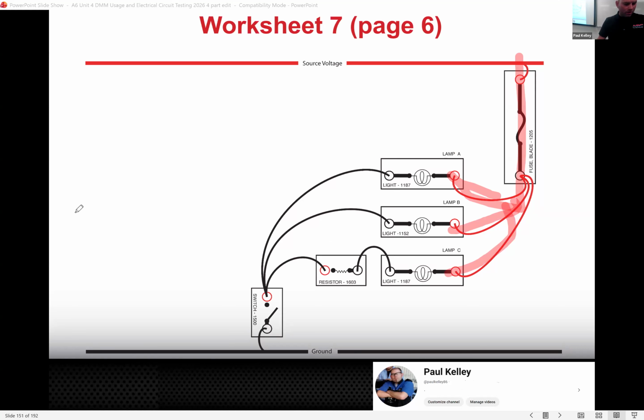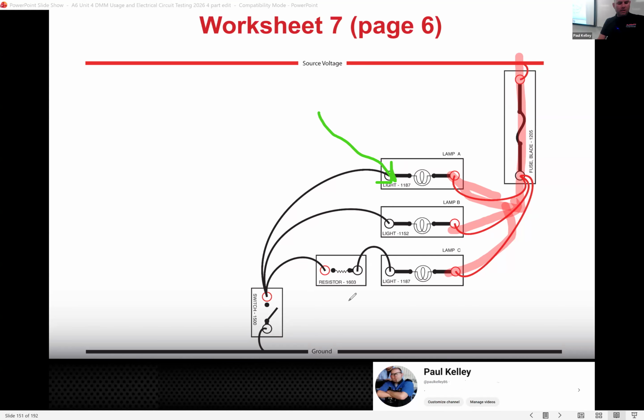Then we should look on the ground side. Ground goes to the switch. In fact, I'm going to totally trip you out. Right now the switch is open, right? What do you think I should have available at this point? We got a disagreement between 12 and 0.